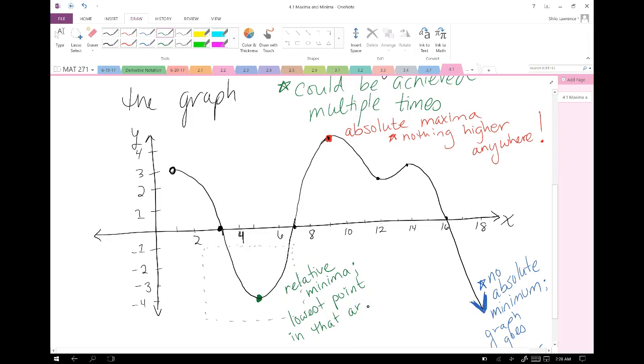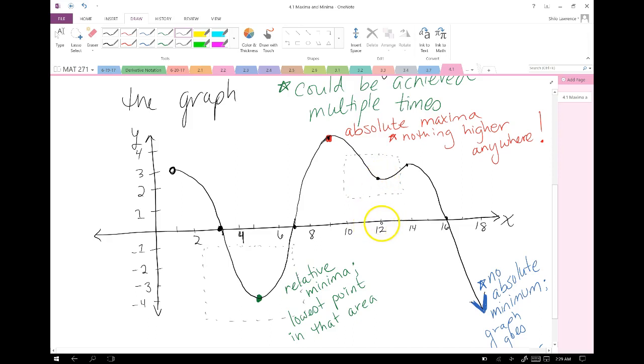And there's actually another relative minima on this graph. And it doesn't have to be lower than the one we just found. The only criteria is that if we draw a little box around it, it will be the lowest one in its own little area.